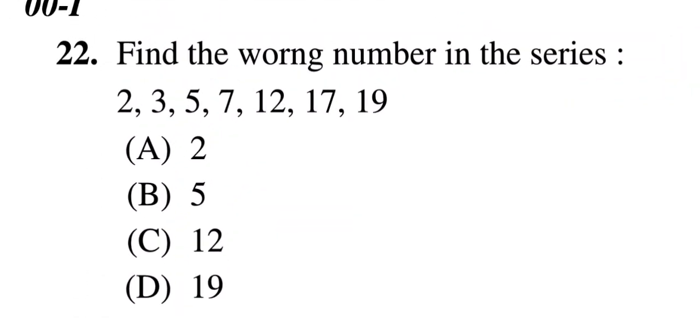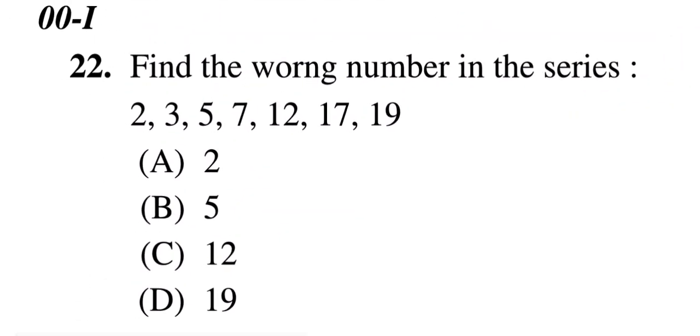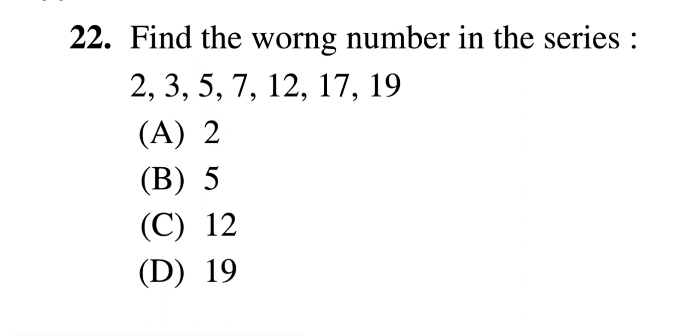So here we have a little mathematical sum. It says find the wrong number in the series. These kind of questions will be asked. Okay, you must answer. Therefore you have to do some numerical questions also. 2, 3, 5, 7, 12, 17, 19. Here the question is asking find the wrong number in the series. So there is a wrong number in this line. We have to find out that.